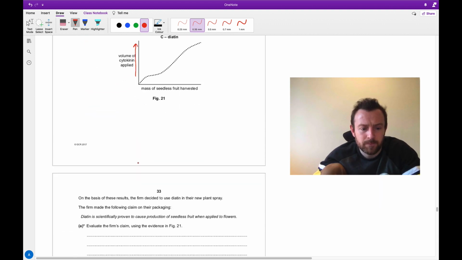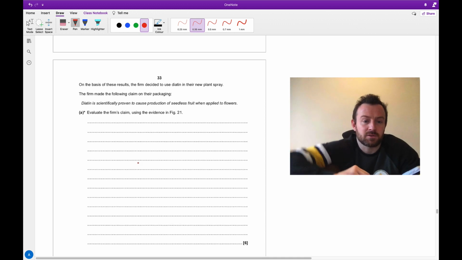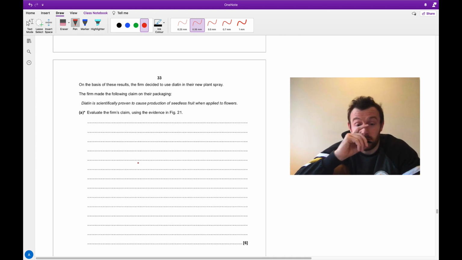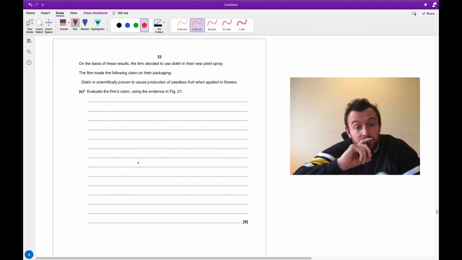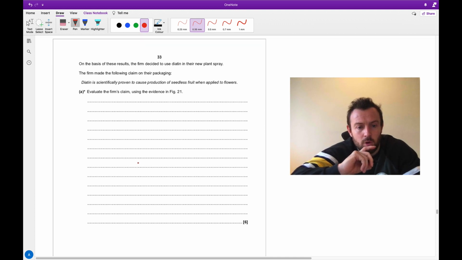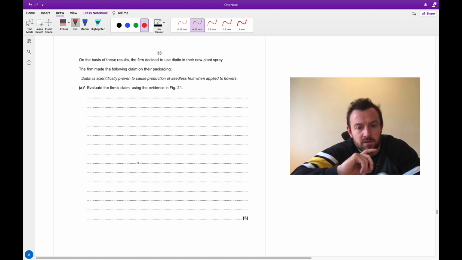Strange graphs there. On the basis of these results, the firm decided to use Dietin in their new plant spray. The firm made the following claim on their packaging. Dietin is scientifically proven to cause production of seedless fruit when applied to flowers.